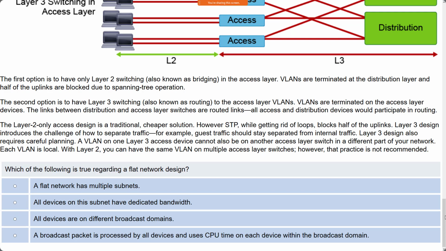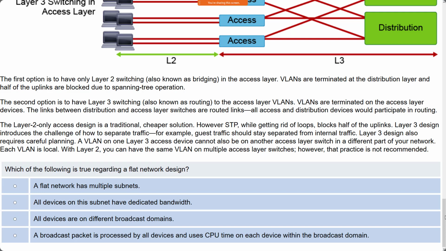All right, let's just see what it says here in the book. It says the first option is to have only a layer 2, known as bridging, at the access layer. The VLANs are terminated at the distribution layer. We mentioned that. And half of the uplinks might be blocked because of spanning tree. So that was what I was discussing previously. Spanning tree is a huge design consideration in that case.